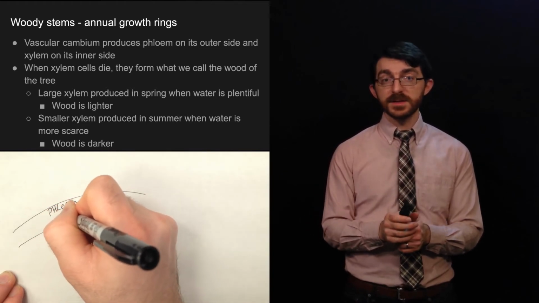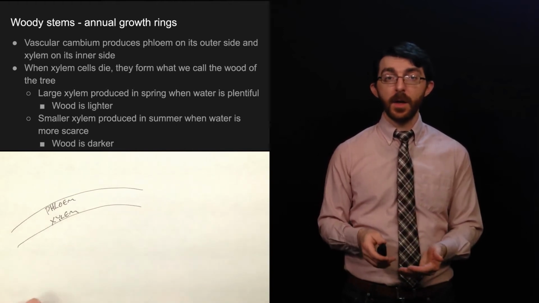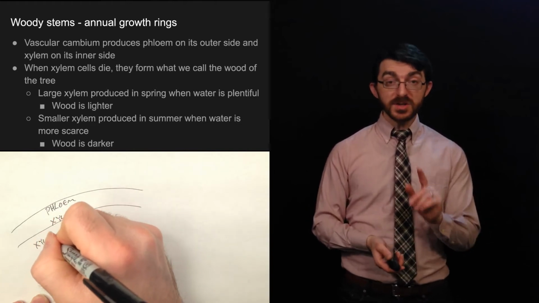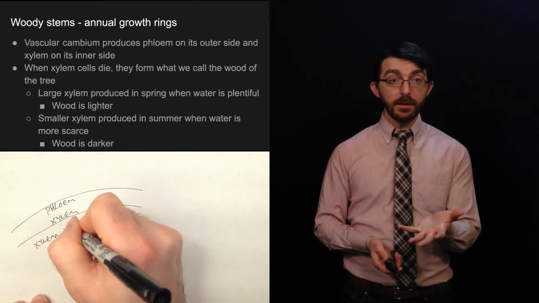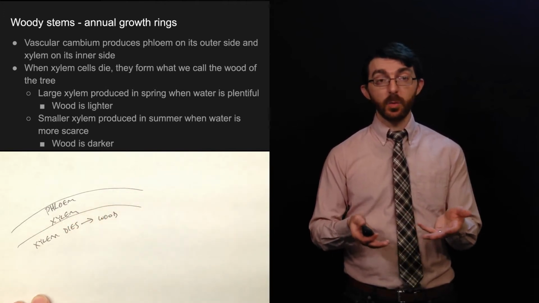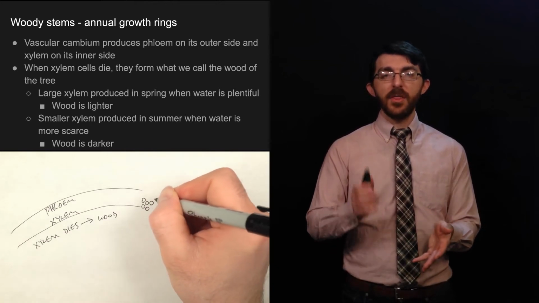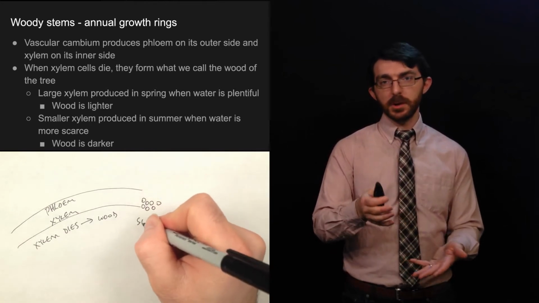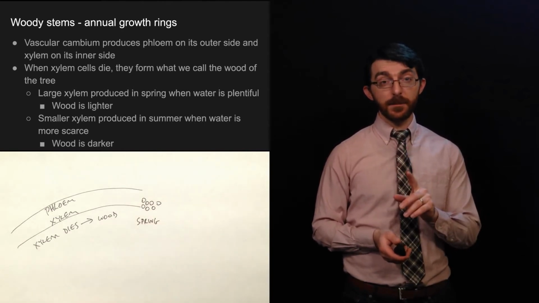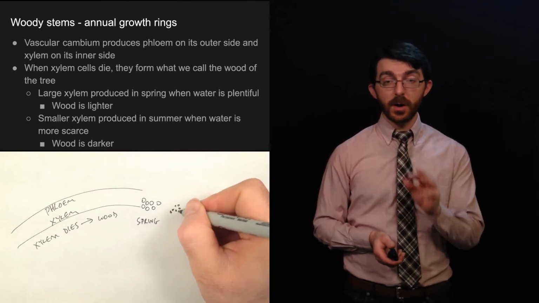When xylem cells die, they form what we call the wood of the tree. Wood is just xylem. Large xylem produced in spring when water is plentiful. That's lighter wood. I don't mean like lighter weight. I mean it's lighter in color. They're larger xylem, larger holes. Smaller xylem are produced in summer when water is more scarce. So the wood is darker.